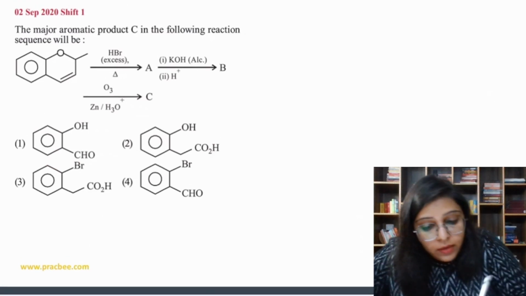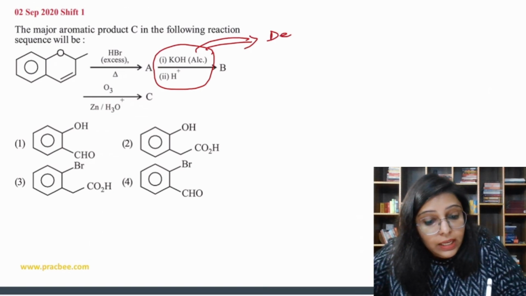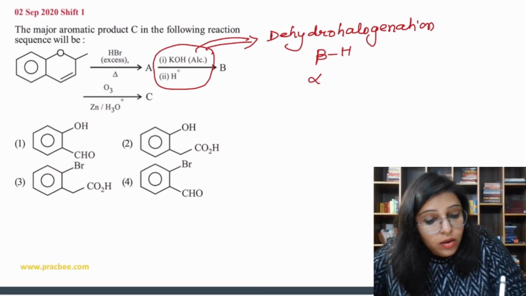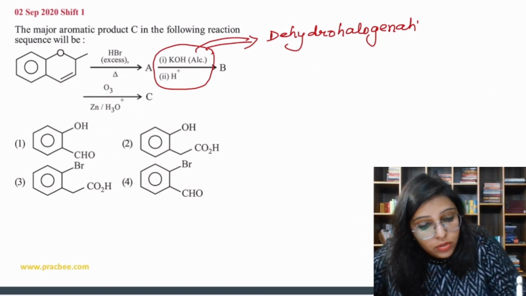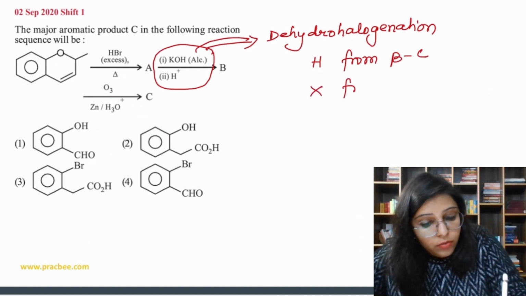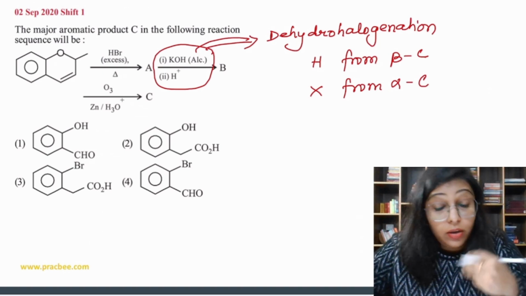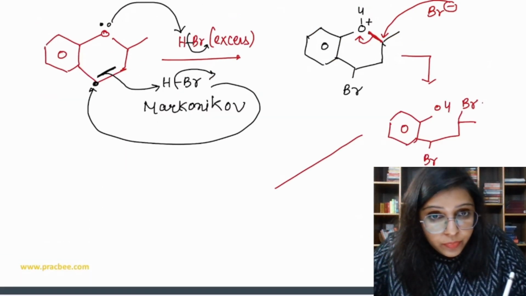Now next part. We have alcoholic KOH and then H plus. So what is the role of alcoholic KOH? Dehydrohalogenation. So it removes hydrogen from beta carbon and halogen from alpha carbon. So that is basically the use of alcoholic KOH.